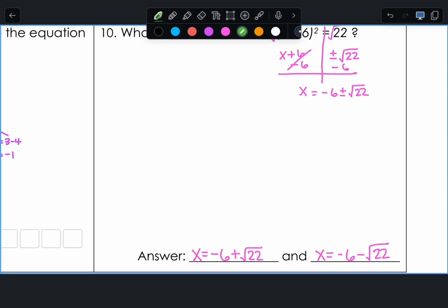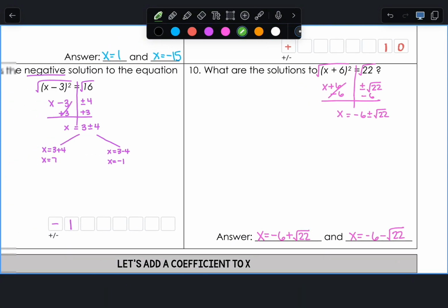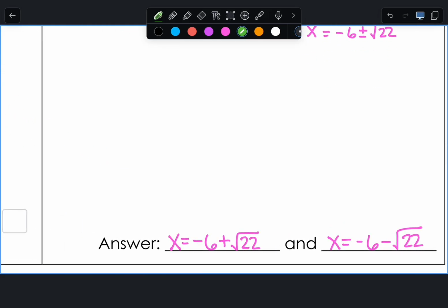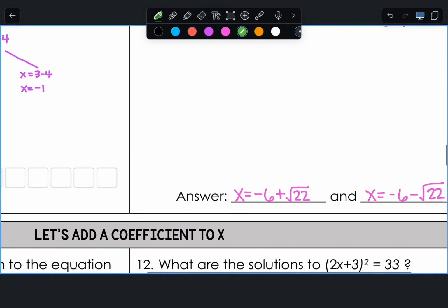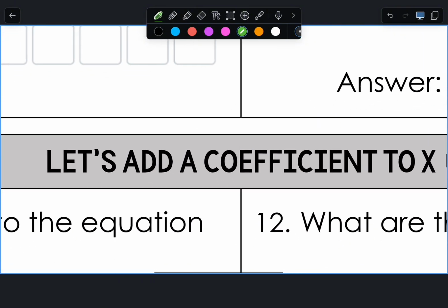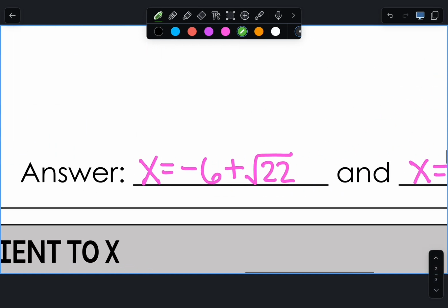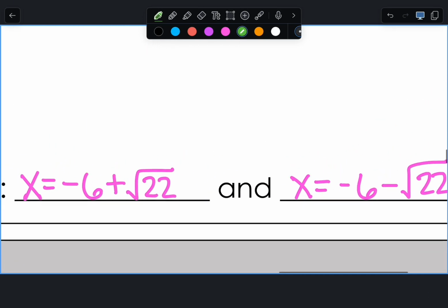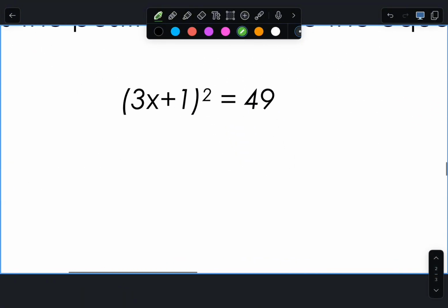Is that it, Kennedy? Is it? I hope so. There's more. But you already wrote down the answer. There's a coefficient now. Is that as hard as it gets? No. Did we have a whole coefficient? Now we have a coefficient. Here we go.